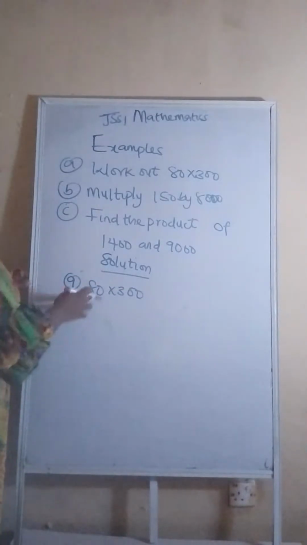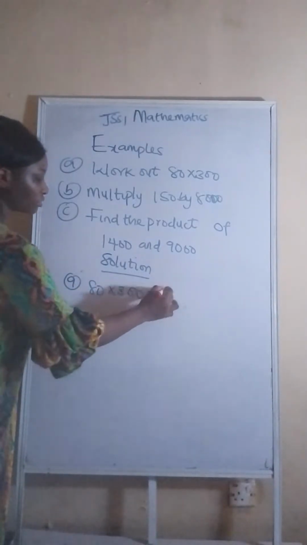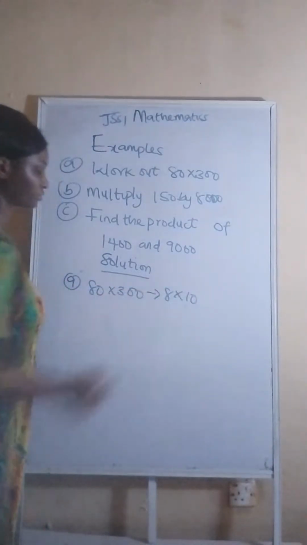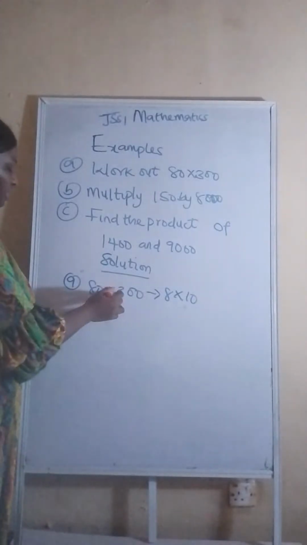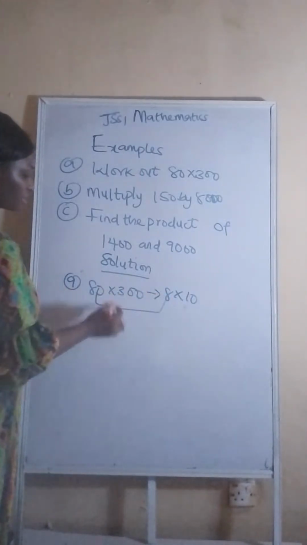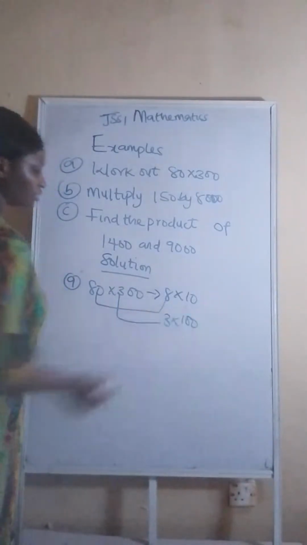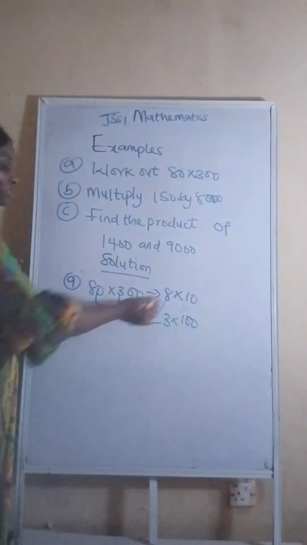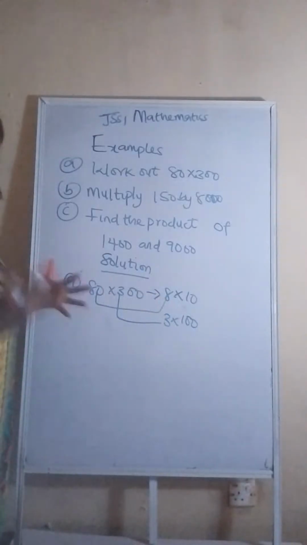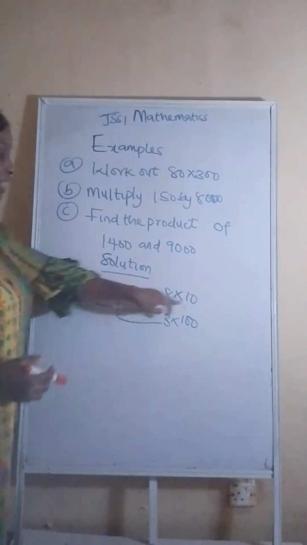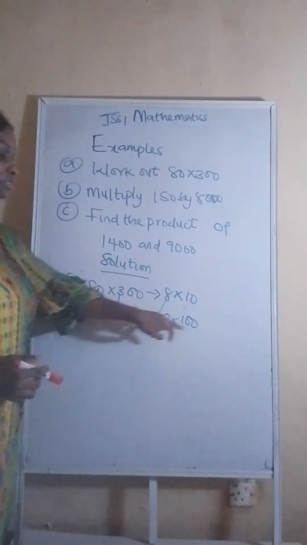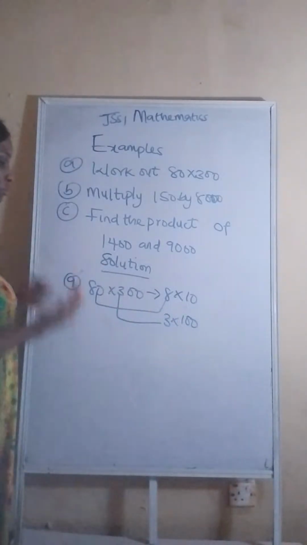80 stands for 8 times 10, and 300 stands for 3 times 100. With this, it will be very easy for you to calculate it. 80 is 8 times 10, 300 is 3 times 100. So now we can multiply.